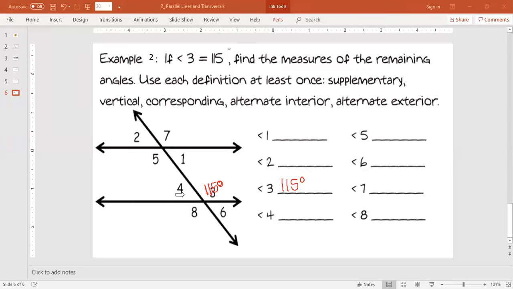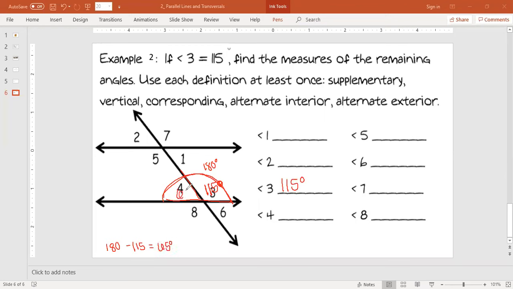Well, they're not alternate interior. They're both inside, but they're not alternate interior. They're not alternate exterior. They're not corresponding, but they are sharing a straight line edge. They're sharing a straight line edge right here. So I can say that these two angles are supplementary. So if they add up to 180, and this one's already 115, what does angle 4 have to be? Well, all we have to do is 180 minus 115. If we do that, we get 65 degrees.